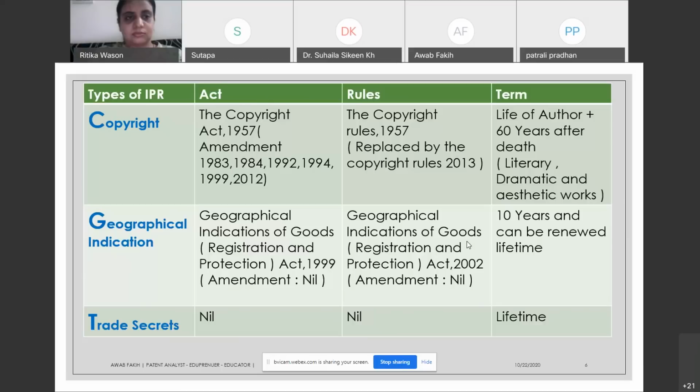That's a trade secret. My dear friends, there is no act, no rules for trade secrets. That's the reason the term for protection is lifetime, because it is ultimately the job of the owner and the inventor, it is up to him how well he can keep his trade secret. So that's the reason there is no act, no rules. That's the reason we said in the earlier slide there is no registration required for trade secret. So we have seen 6 different types of IPR, my dear friends. Let's go for the next one.